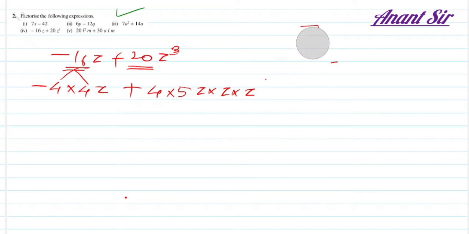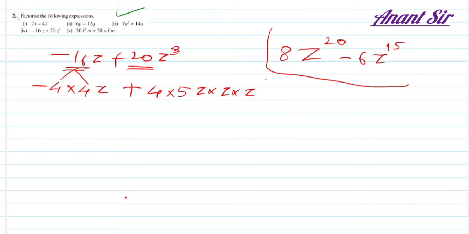I will tell you how we can take common. If for example the question is like this, 8z raised to 20 minus 6z raised to 15, in that case we are not going to write z 20 times like what we have written here, z into z into z, because it was only 3 times, so we could write. But if it is 20 times, then we should know how to take common without writing it 20 times. So we will discuss that also.